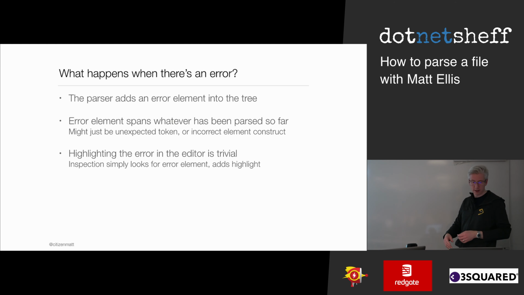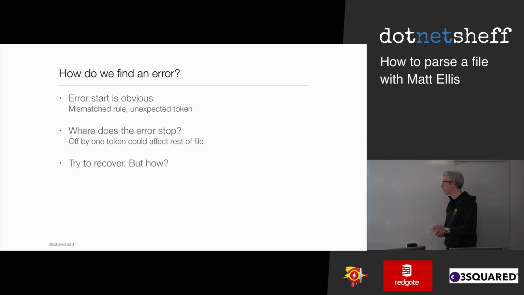And yeah, the span, we'll recover that. So how do we find an error? The start is obvious because we've just hit something we don't recognize. So bang, there it is. Where the error stops is the tricky bit. Because an off by one token, so if everything's just shunted along one, that could affect the rest of the file. So we have to try and recover. How is the tricky thing?